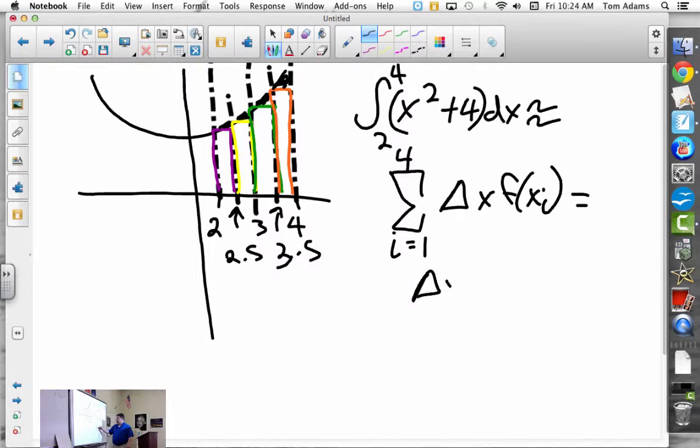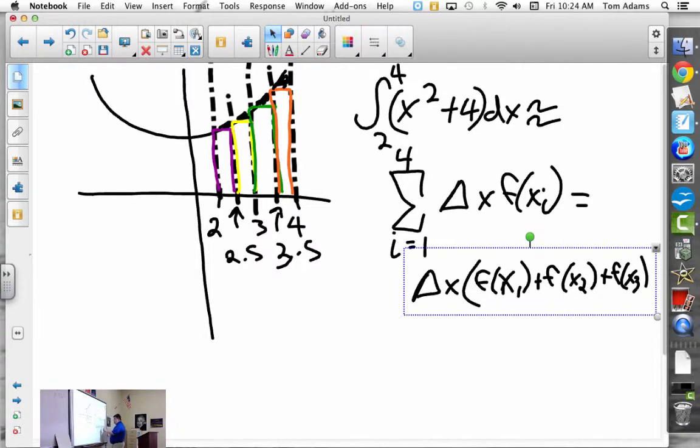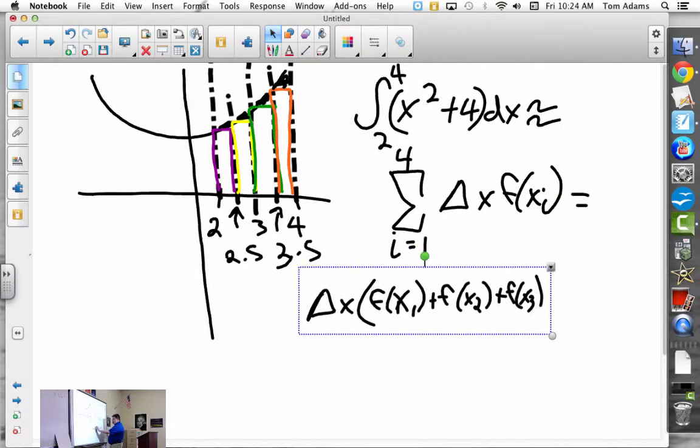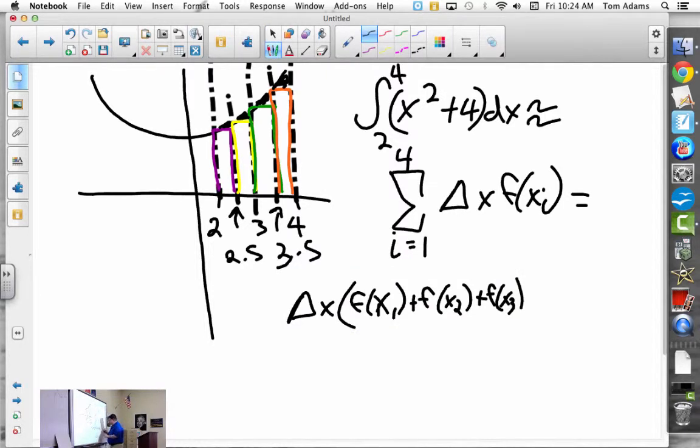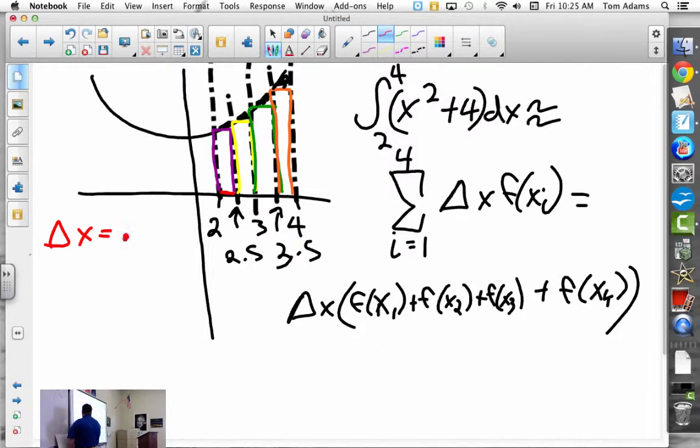which is equal to delta x times f of x sub 1 plus f of x sub 2 plus f of x sub 3, plus f of x sub 4. A couple changes though. What's delta x? Delta x is this stuff here. So delta x is equal to what now? 0.5.